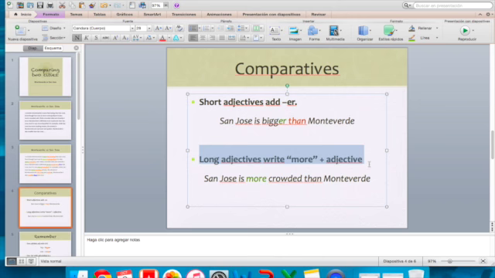Then, in case you have more than two syllables, you're gonna use more plus the adjective. For example, crowded. So we say more crowded instead of crowded, right? Crowded, two syllables. Then we have to use than.